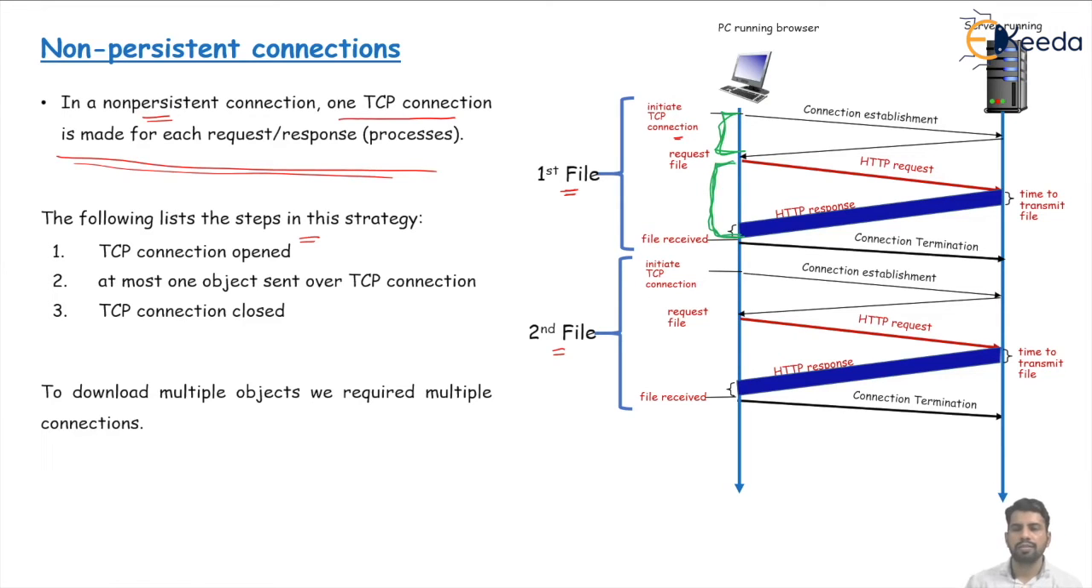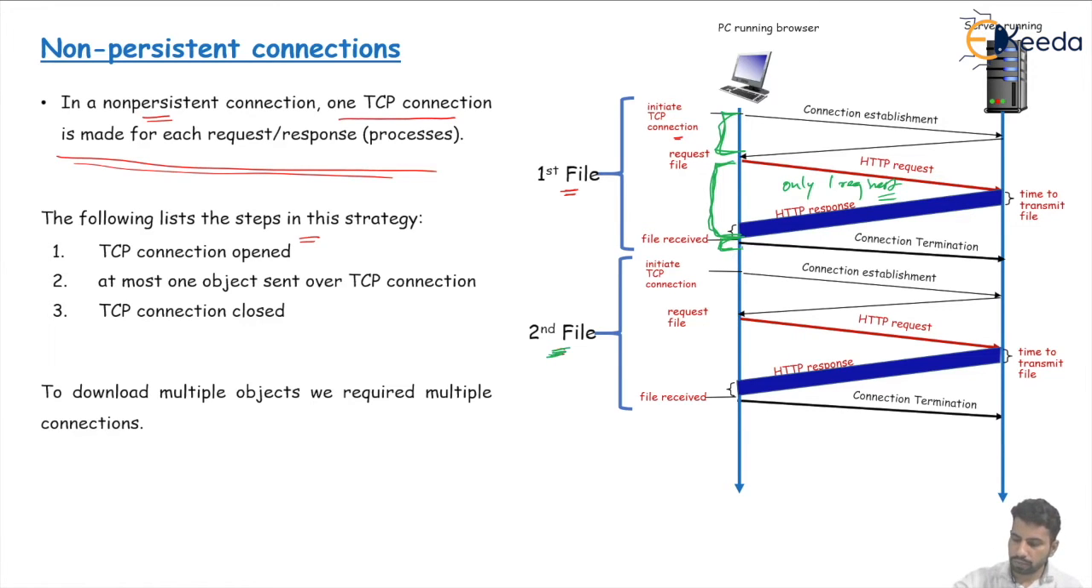fulfilled by the server. Means your particular file will be provided by the server to you in response, and then the connection termination phase will take place. Means here only one request is satisfied. At most one object is sent over the TCP connection. If you want to access a second file, you need to make a new connection for this second file.